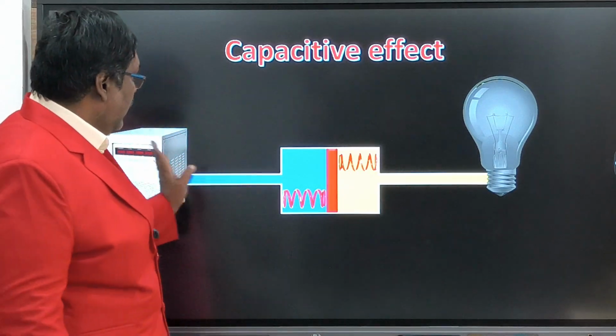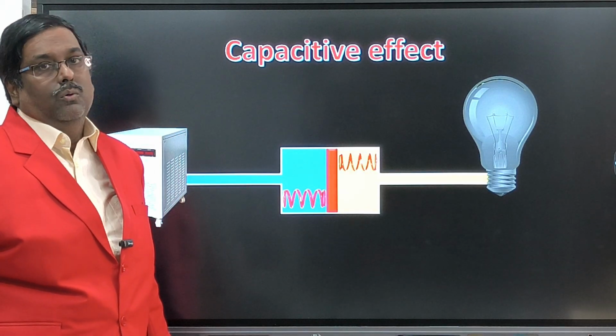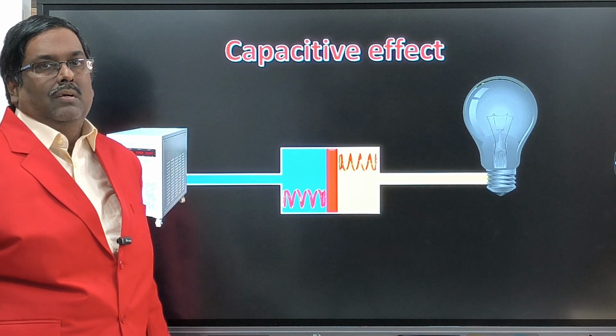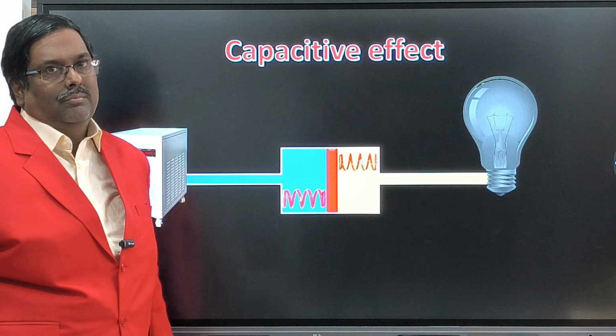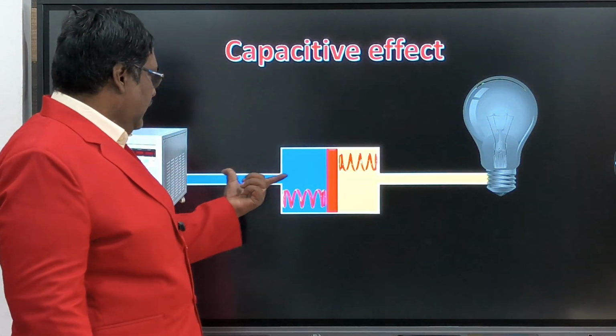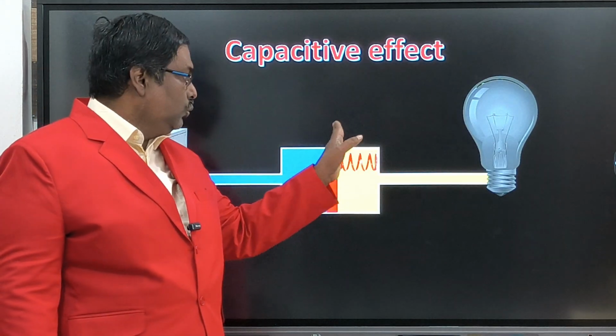That means current will not pass through the capacitor. But in AC, the current is allowed. That's what the theory says. How is the AC current allowed? We will see now. Actually, the current is not allowed. Whatever the action of the current movement here, this movement is transferred there through this partition.